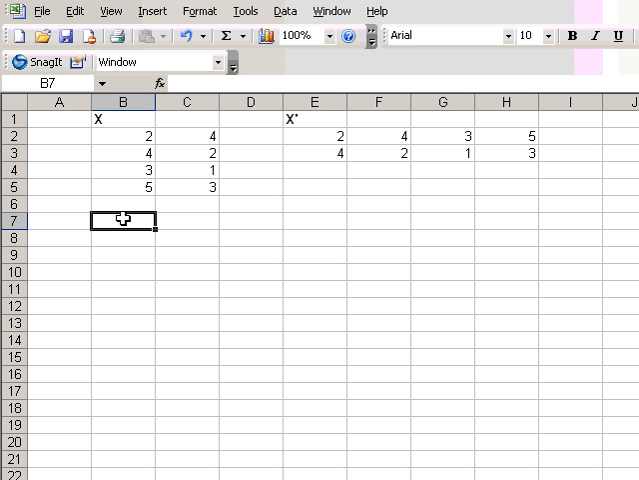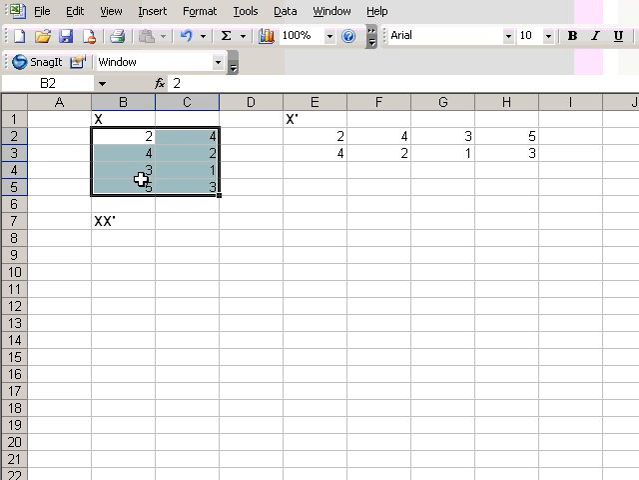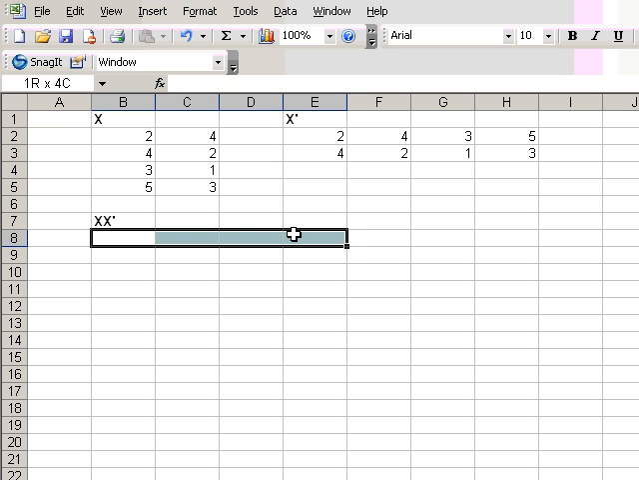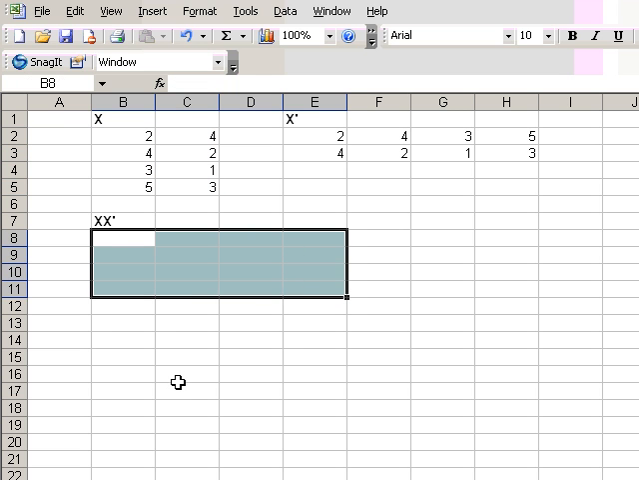So let's see what we get if we multiply X times X prime. First of all, if we're multiplying a 4 by 2 times a 2 by 4, we will get, as a result, the outside values, that is, rows and columns. So the resulting matrix will be 4 by 4.